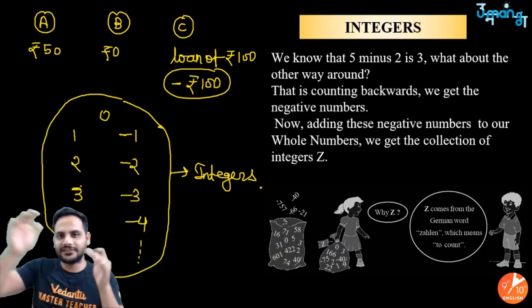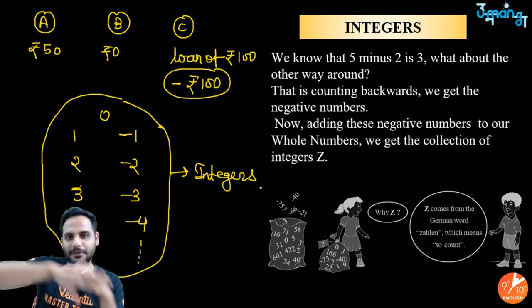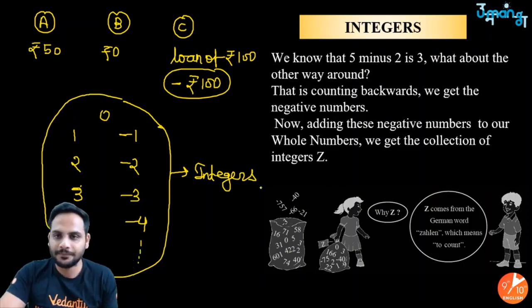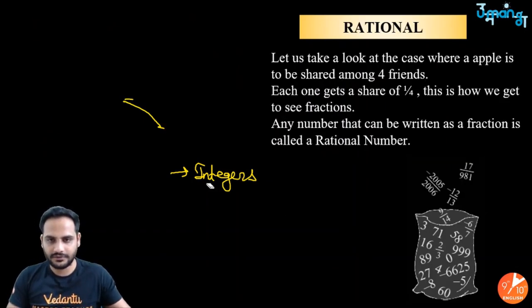So you can see the story, right? Natural numbers are counting numbers, 0 was missing, 0 added becomes whole numbers, then negative numbers are there, so they became integers. After that comes the part of rational numbers. Okay, after that comes the part of rational numbers. I don't know how it is written over here.